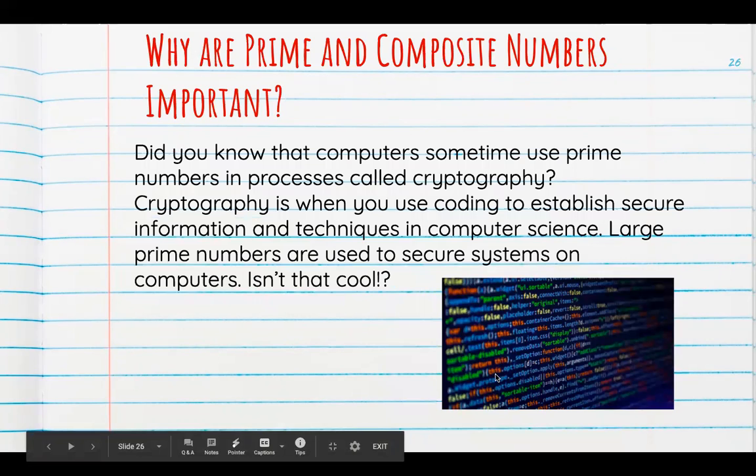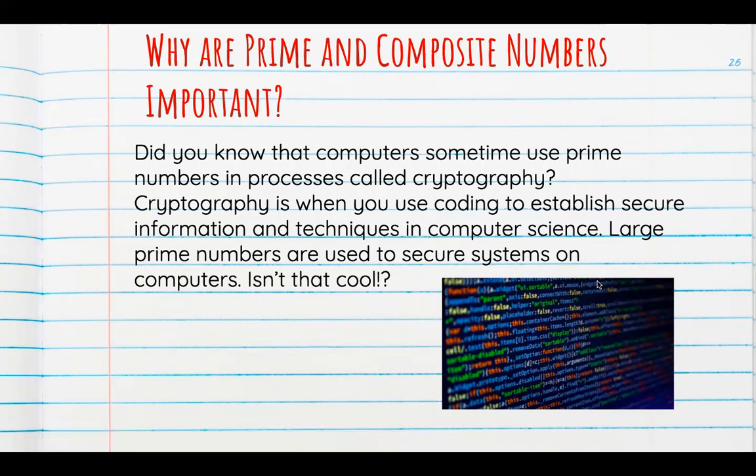They are also important in computer science. Did you know that computers sometimes use prime numbers in processes called cryptography? Cryptography is when you use coding to establish secure information and techniques in computer science. Coding is kind of like computer language. Large prime numbers are used to secure systems on computers. Isn't that really cool? So if you're interested in computer science, prime and composite numbers are pretty cool to know.